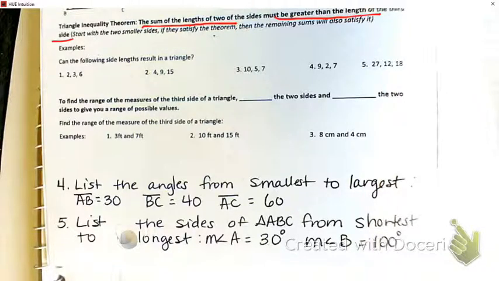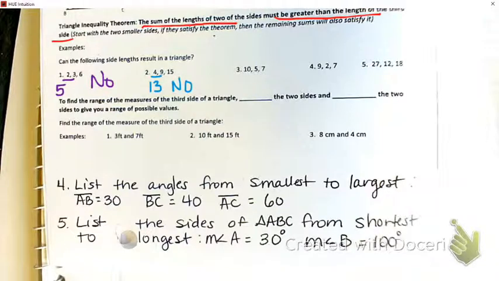So number 1 says, can the following result in a triangle? You take the two smaller sides, that's 5. Is 5 greater than 6? No. So the answer is no, because you get 5 when you add that, and that is not greater than 6. Okay, number 2. Take the two smaller sides, you get 13. Is 13 greater than 15? No. So that can't be a triangle.